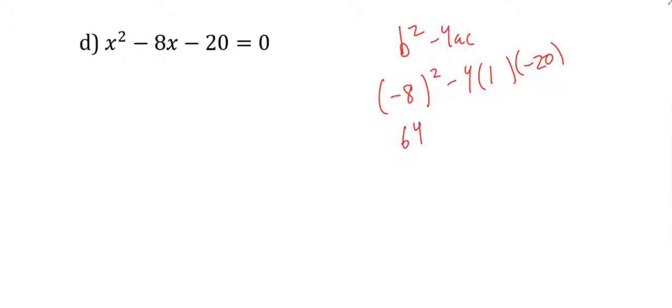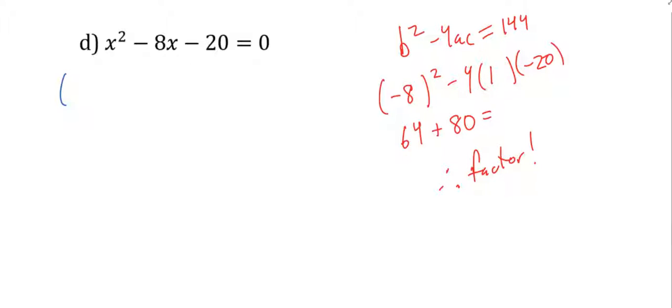So what does this work out to? 144. And 144 is a perfect square. So this is factorable. So we are going to factor because we can. And what kind of factoring is this? Simple trinomial. 2 numbers that multiply to 20 and subtract to 8. Anybody know what they are? 10 and 2.